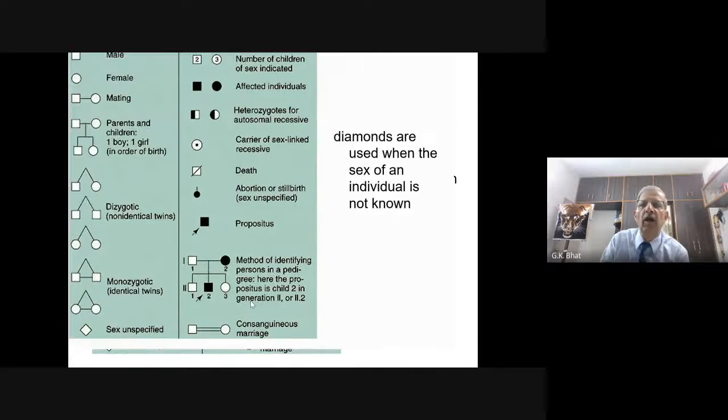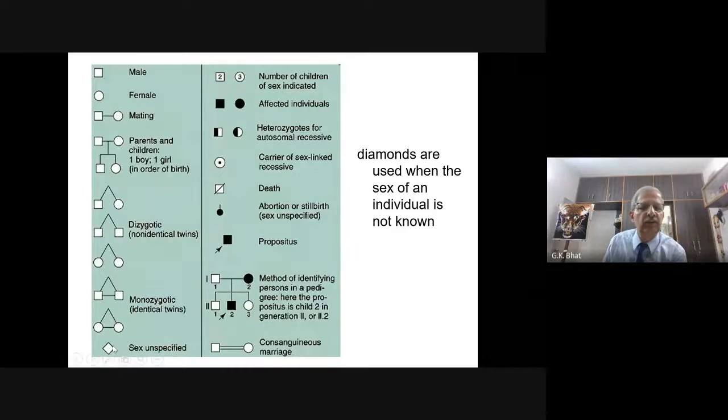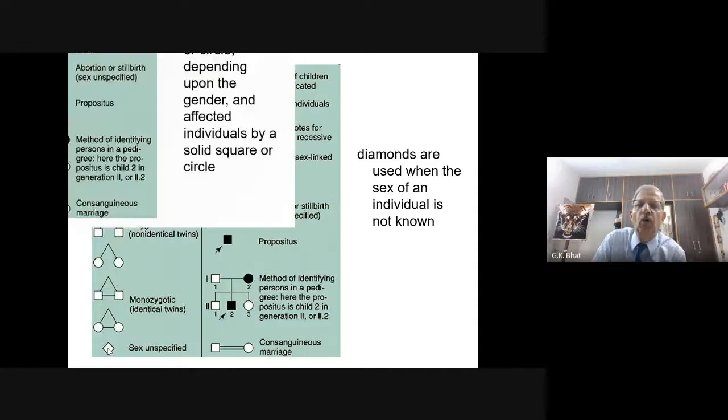Diamonds. Sometimes you see a diamond. Diamonds are used when the sex of an individual is not known. Not known means it is not mentioned. Don't think that it is ambiguous, that you cannot make out. It is not eunuch. It is simply not mentioned, not known.